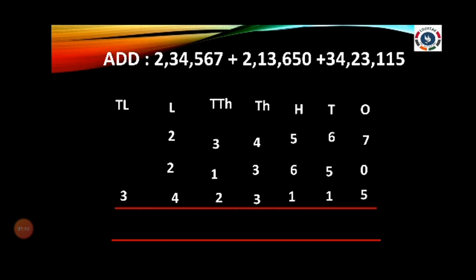After filling that, write the plus symbol first. Then we start to add the values from the right side onwards, from the ones place, and move to the higher place values. In the ones place, what values are we having? 7, 0, 5. So 7 plus 0 plus 5. Totally how much do you get now? 12. Is 12 a 1-digit number or a 2-digit number? 2-digit number.